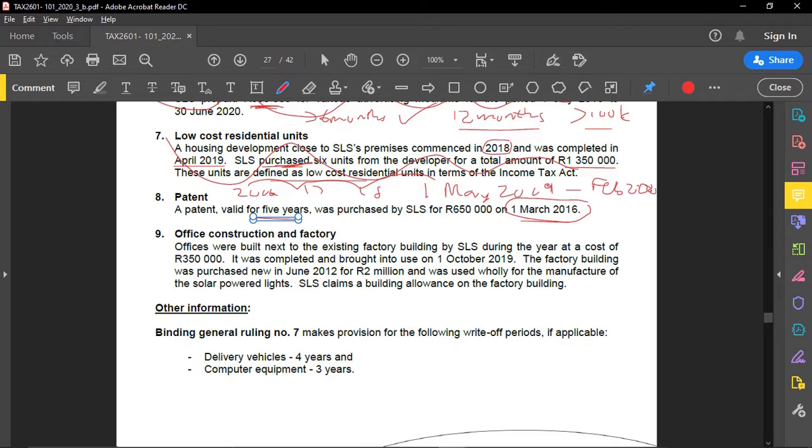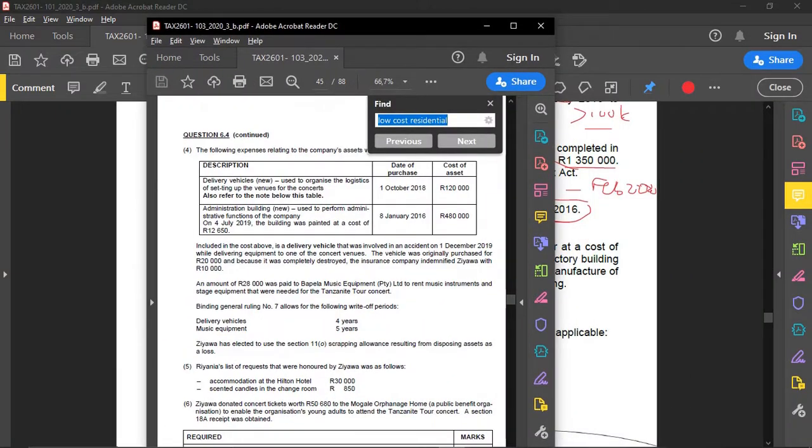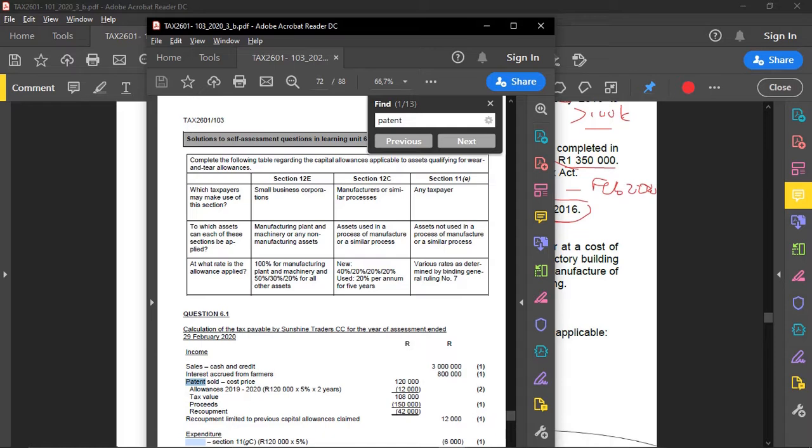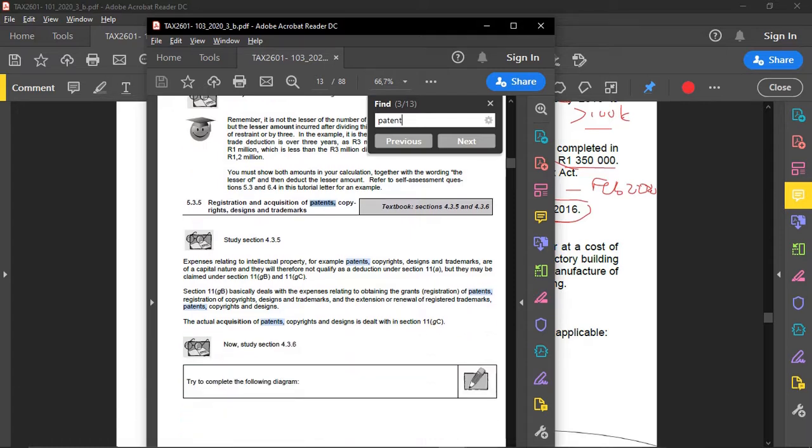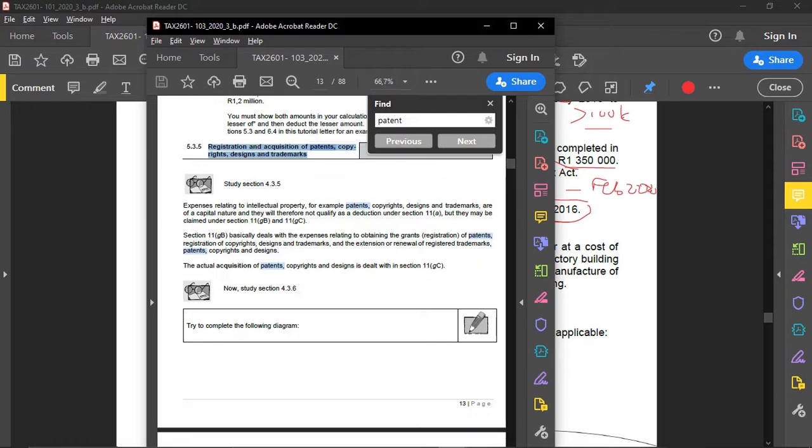So with patents, we need to look at this whole section. I think it's GC or GB. Let's just get the right number. Okay, in terms of patents, here, this is section 5, registration, acquisition of patents, perfect. Okay, you can see here, expenses relating to intellectual property, for example, patents, copyright, and designs are of a capital nature, and they will not qualify as a deduction under section 11A. Right, we know how important that is.